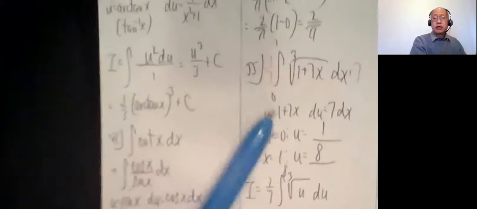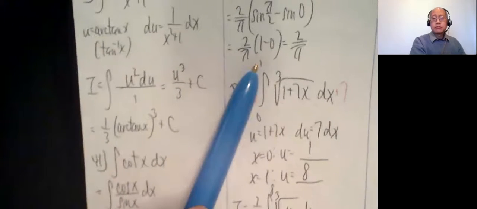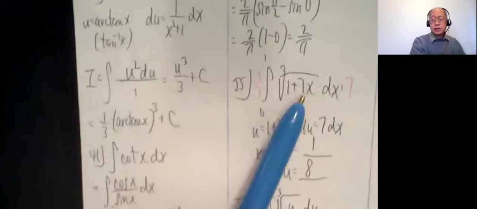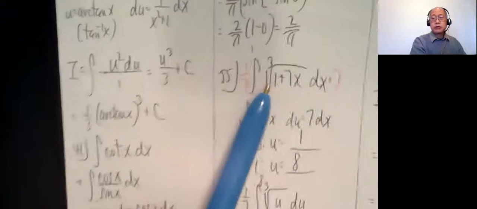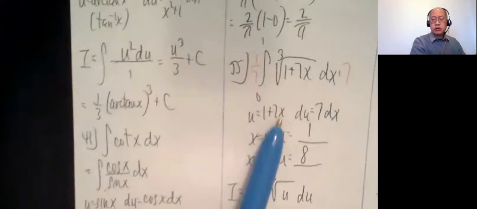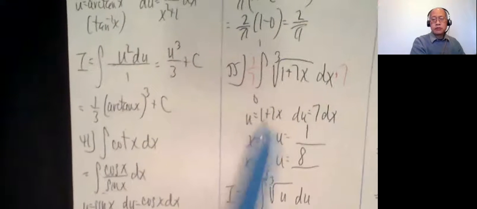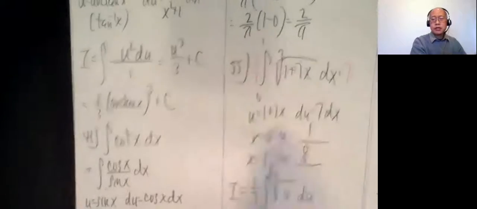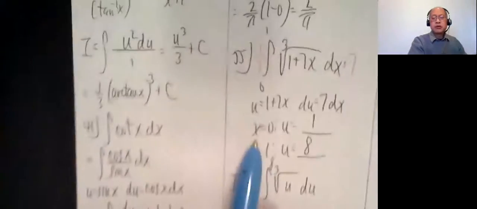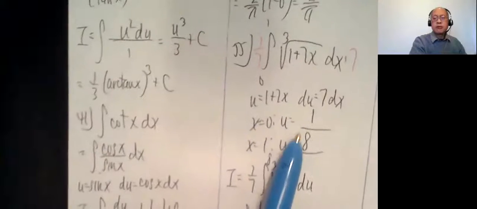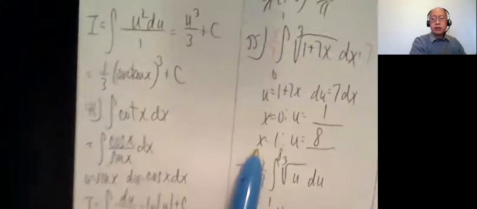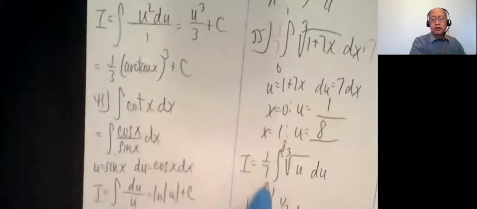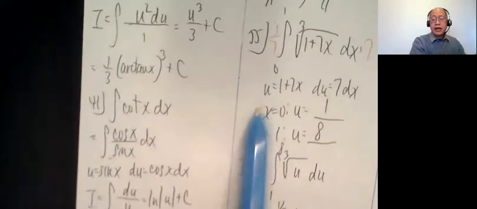Okay, and the 0 and the 1 are for which variable? X. So I need to see what happens to u. So I plug in x equals 0, put a 0. U is 1 plus 0, which is 1. Plug in 1. 1 plus 7 times 1 is 8. So as x goes from 0 to 1, u goes from 1 to 8. So my new integral isn't going to go from 0 to 1. It's going to go from 1 to 8 because u and x are related by this.